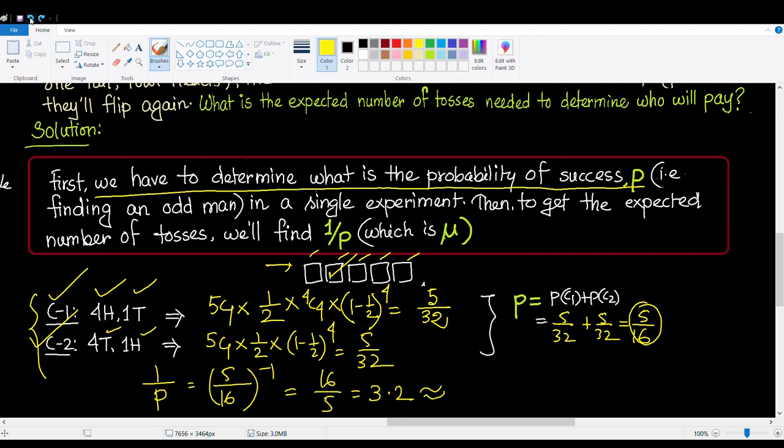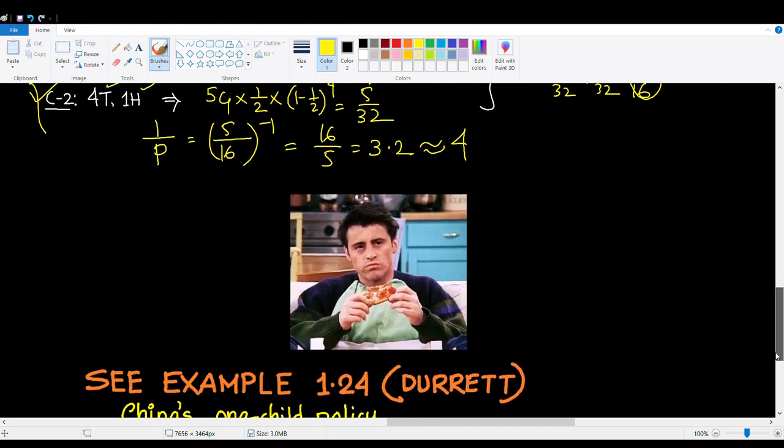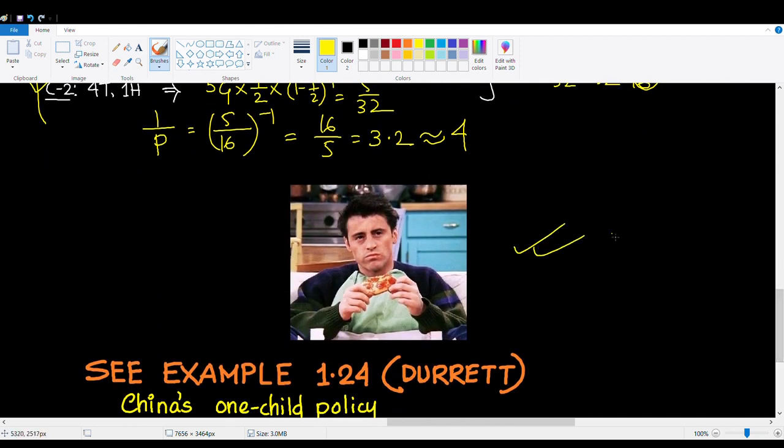Therefore, we have to say on an average, we will need 4 experiments to find an odd man from this kind of scenario. So imagine after 4 of the experiments, suppose we have found our odd man out. What will be the look on his face, being so unfortunate to pay for all 5 of them? You want to see? This is him.